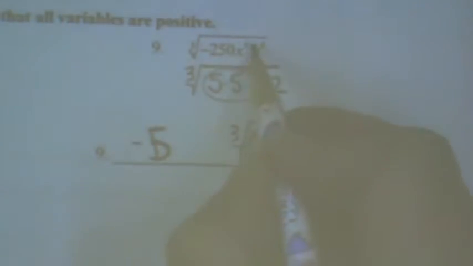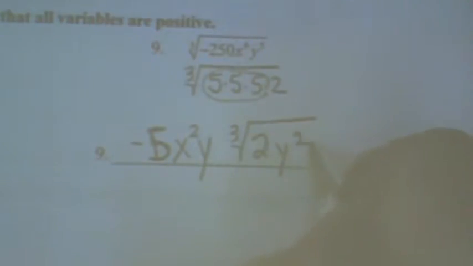Now as far as the x's go, you have 6 x's, but you're looking for sets of 3. So you've got x squared, and then you've got 1 set of y's you can take out, but then there's 2 y's left. Is that correct?